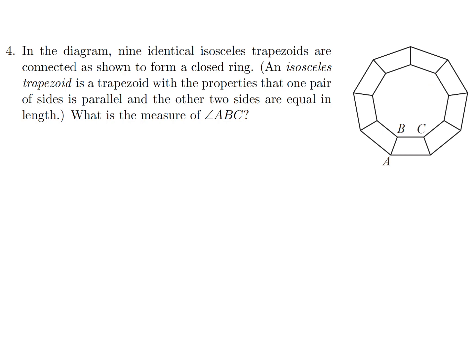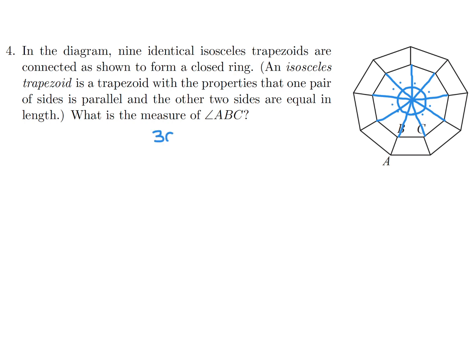In the diagram, 9 identical isosceles trapezoids are connected to form a closed ring. What is the measure of angle ABC? So what I'm going to do is draw a dot in the center and then connect that dot to the trapezoids like that. And then that will allow me to figure out the angle right there. Now, the whole angle all the way around is 360, right? And how many of these triangles did I create? 1, 2, 3, 4, 5, 6, 7, 8, 9, 9.